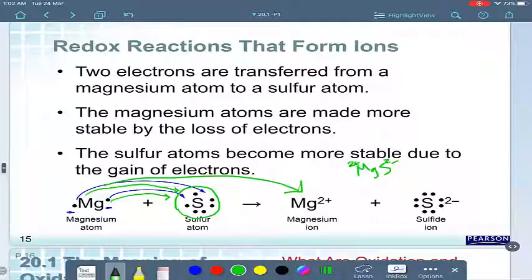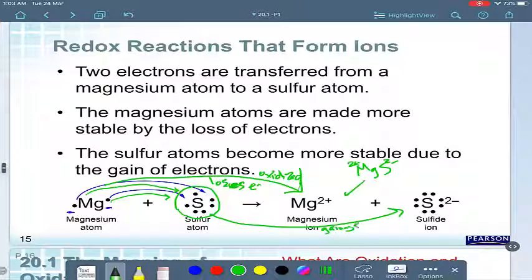So what happened to Mg here? The Mg element changes into Mg positive 2. It means it loses electrons. It means it's oxidized. And sulfur, what happens here? It changes into negative 2, sulfur negative 2 in the compound. It means it gains electrons. Gaining electrons means reduction.